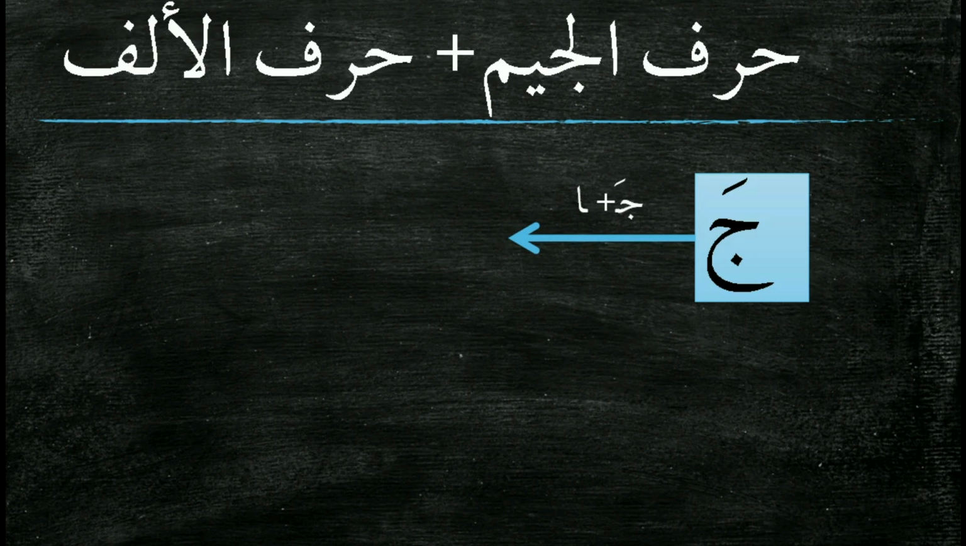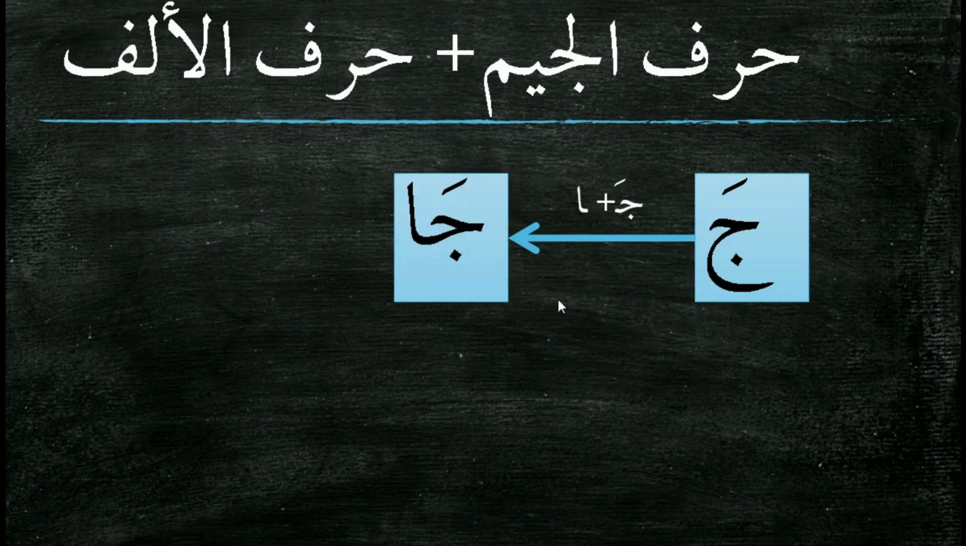Here we go. So جيم connects from the left side with an alif, which only connects from the right side, forming ja, ja. And when we're pronouncing the جيم, we must not say ja. We must not let the air flow easily in the mouth.